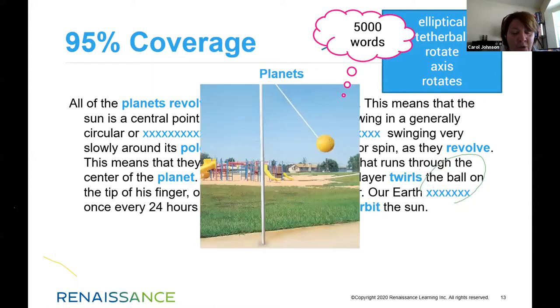The last thing before I move off this slide is I want to show you what a tetherball is, because candidly, that is a seriously low frequency word. In all honesty, I did not know what that word was, so I just have to share that with you. I would have had to look that word up, and in fact, I did.